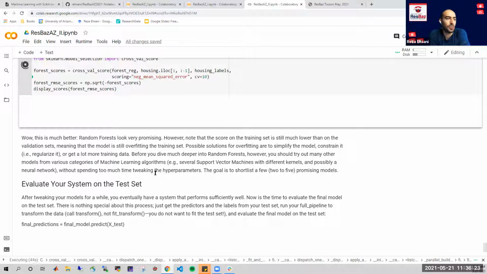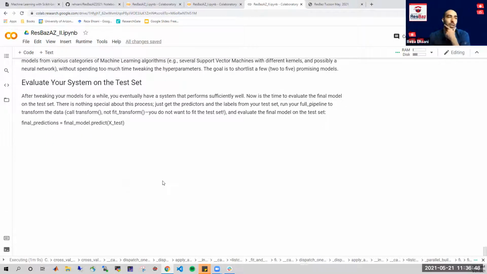However, we should always try many other models from various categories of machine learning algorithms, for example, support vector machines with different kernels and possibly neural networks, without spending too much time on tweaking the hyperparameters. The goal is to shortlist a few models, and then these promising models can be used for hypertuning your results.